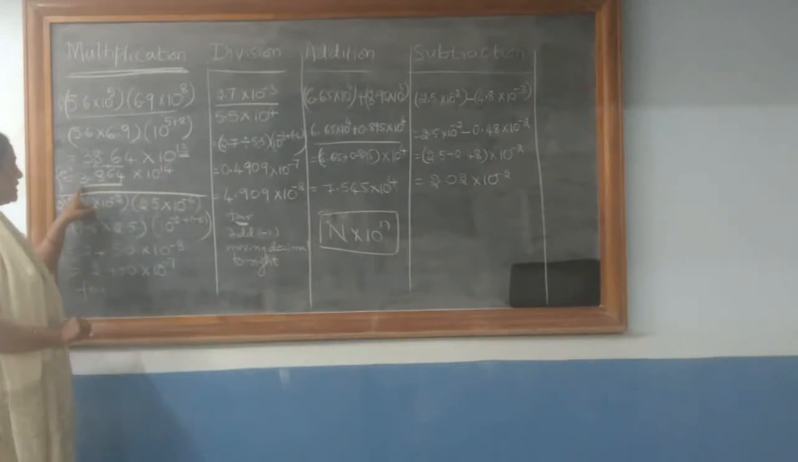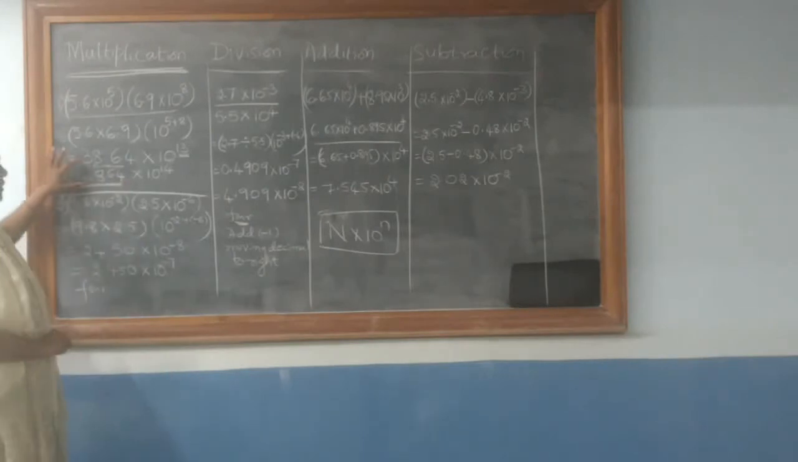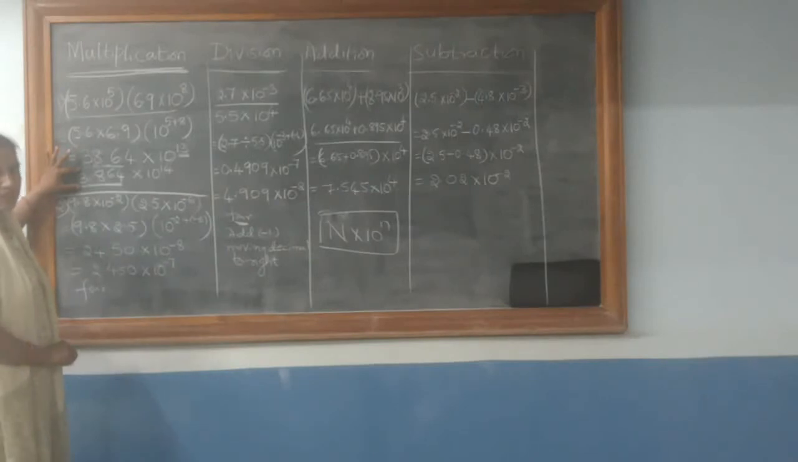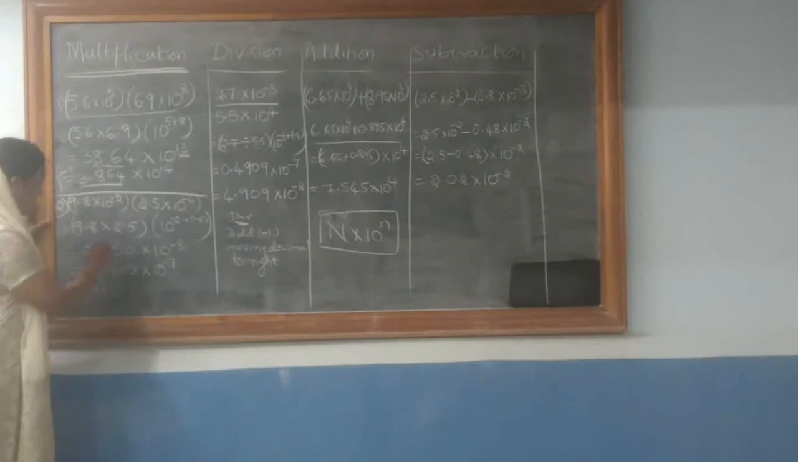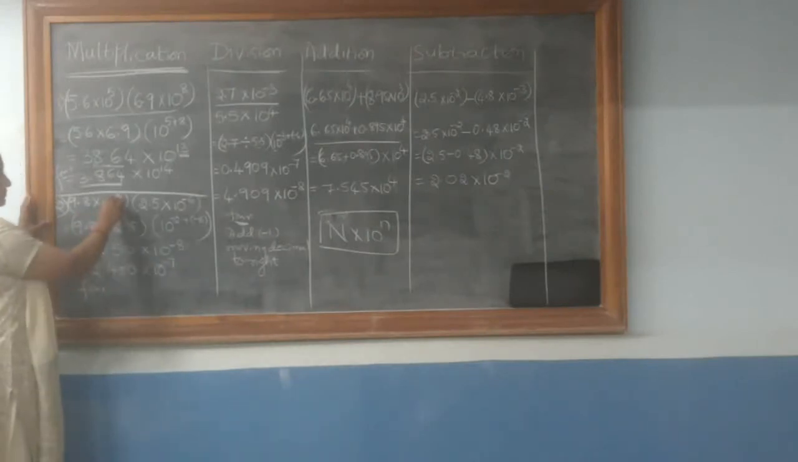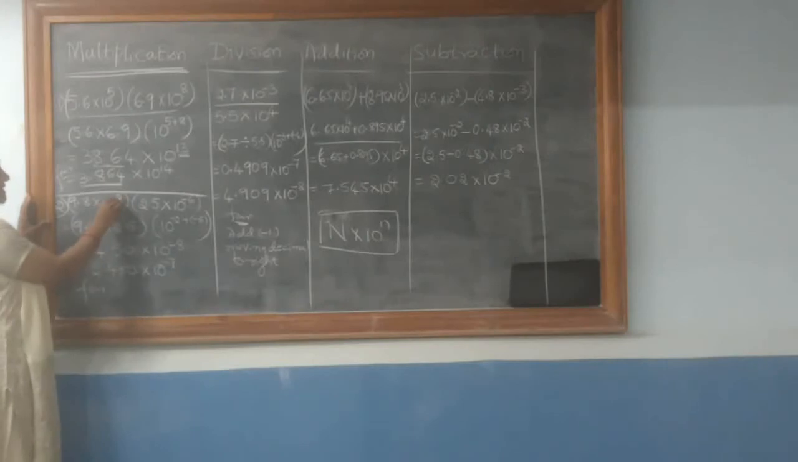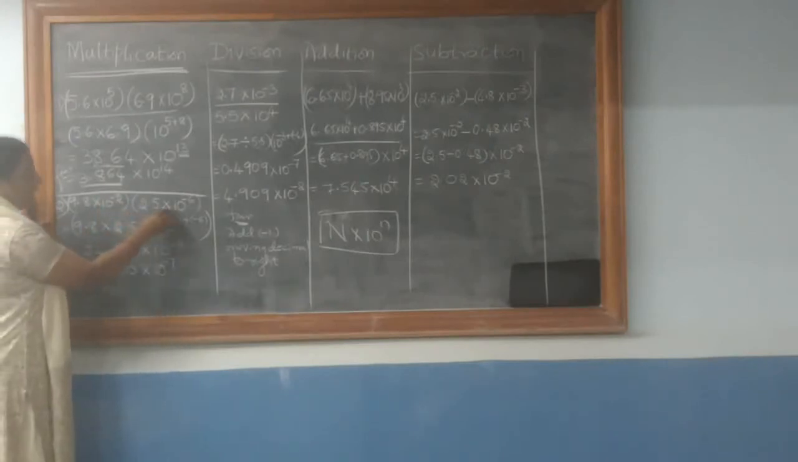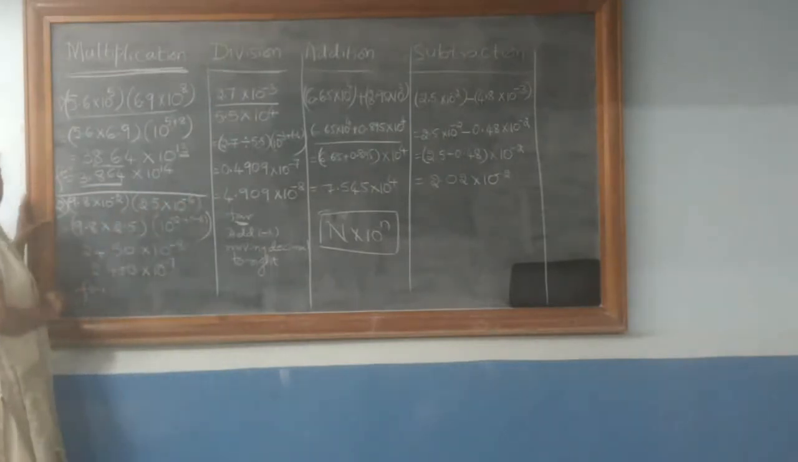How many significant figures are there now? 1, 2, 3, 4. So therefore, the answer has 4 significant figures. I will take one more example for you all. 9.8 into 10 to the power of minus 2. Here exponent of 10 is negative, 10 raised to minus 2, into 2.5 into 10 raised to minus 6.